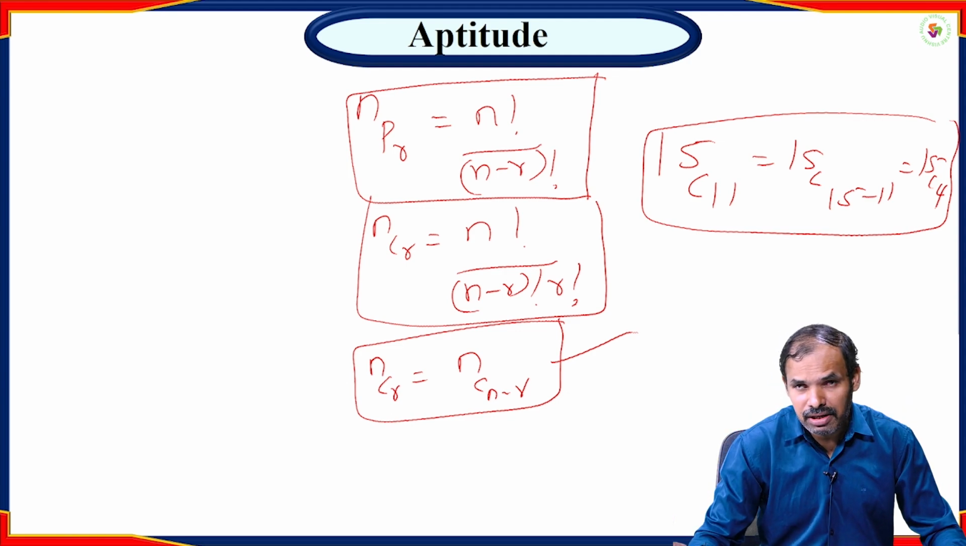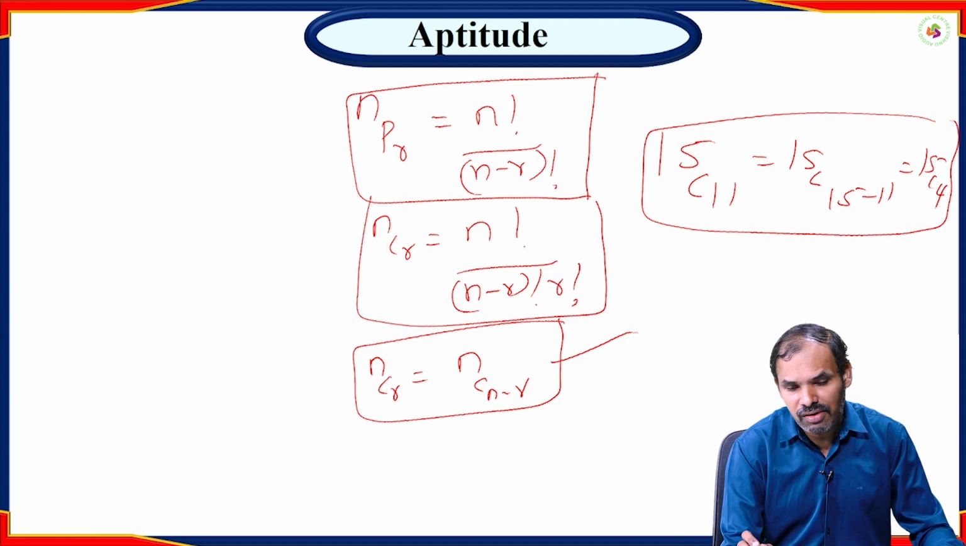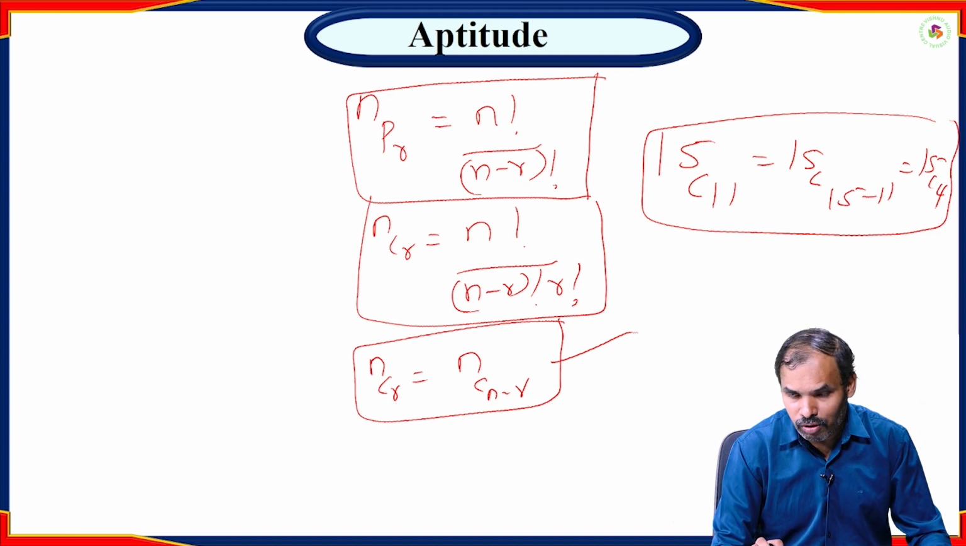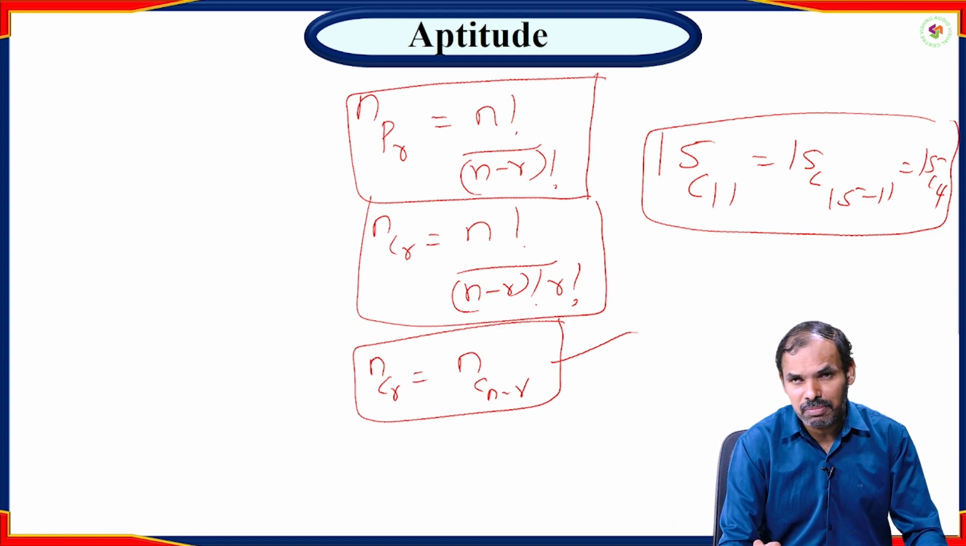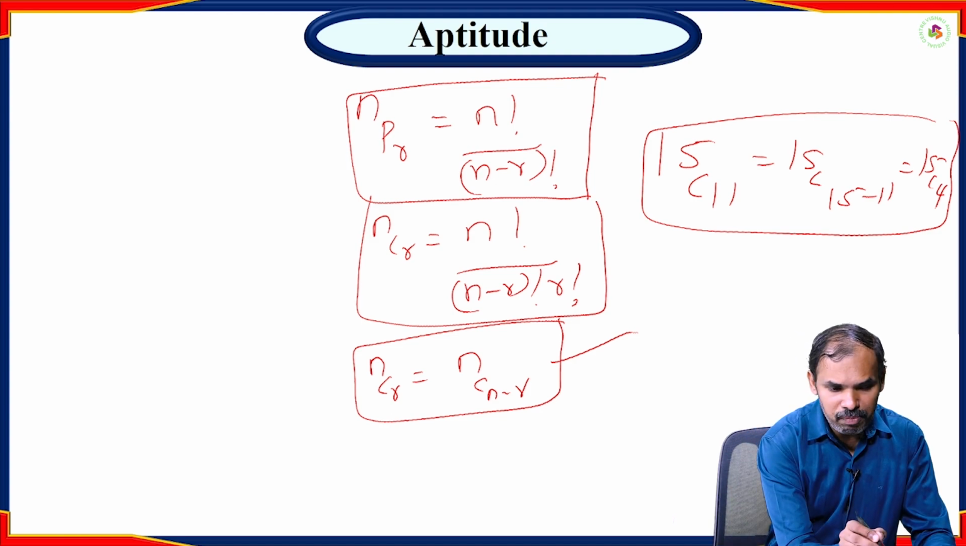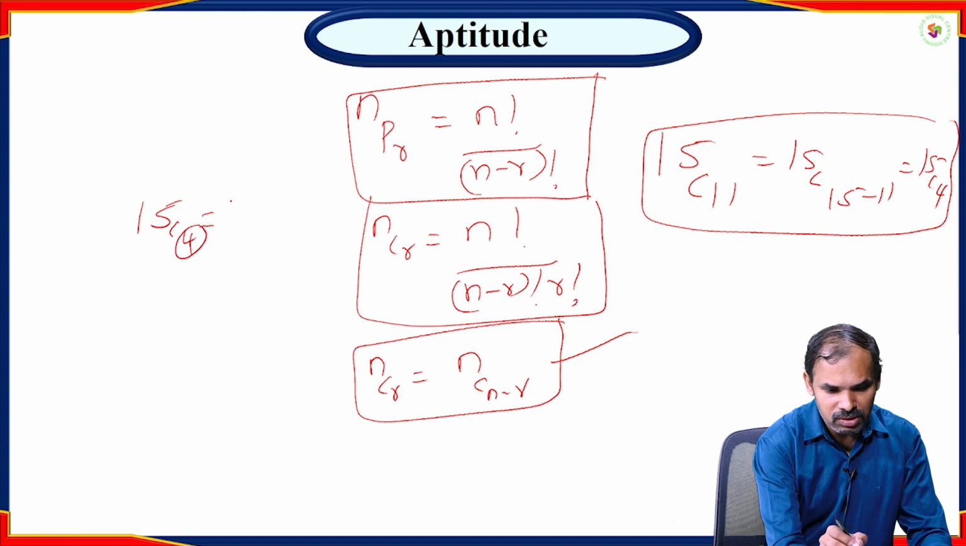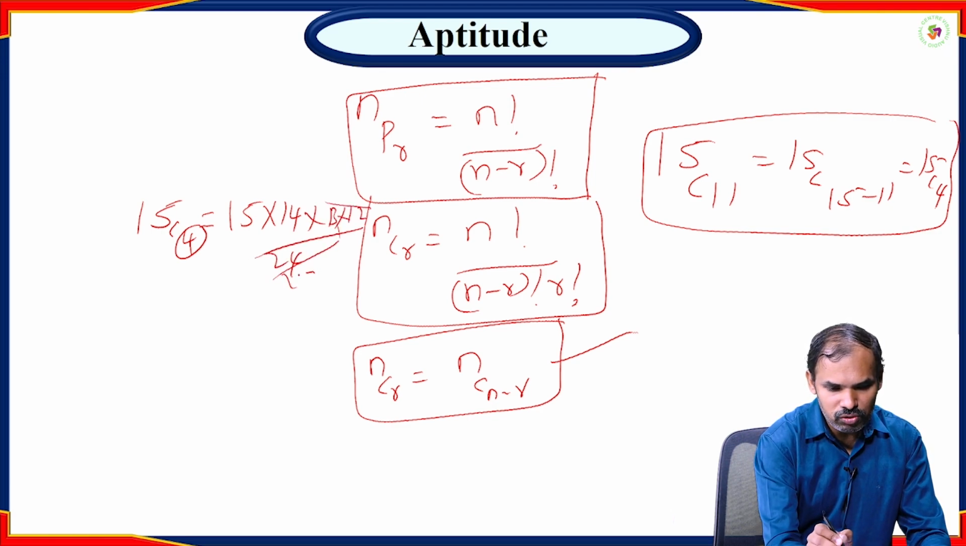In permutations and combinations, calculation should be fast. How do we generally calculate 15C4? 15 factorial by (15 minus 4) factorial into 4 factorial. Don't follow this method; I'll give a logic. To calculate 15C4, since 4 is there, write down 4 terms: 15 into 14 into 13 into 12 by 4 factorial, which is 24. So 12 ones are 12, 12 twos, and 2 sevens. So 91 into 15 is 1365.